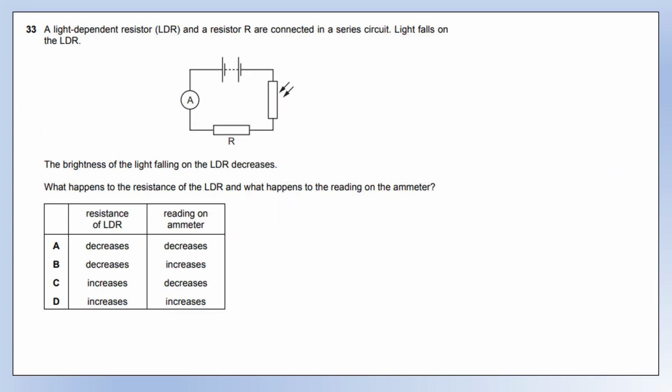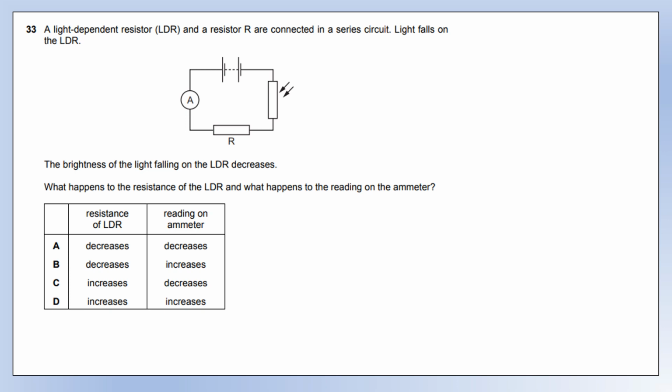So a light-dependent resistor and a resistor are connected in a series circuit. Light falls on the LDR. The brightness of the light falling on the LDR decreases. What happens to the resistance of the LDR, and what happens to the reading on the ammeter?